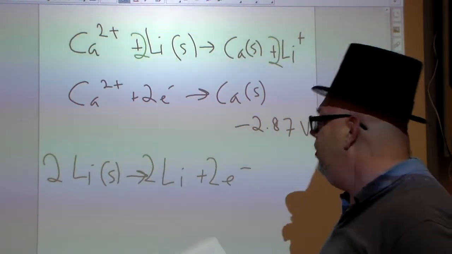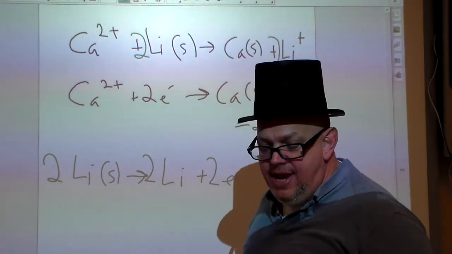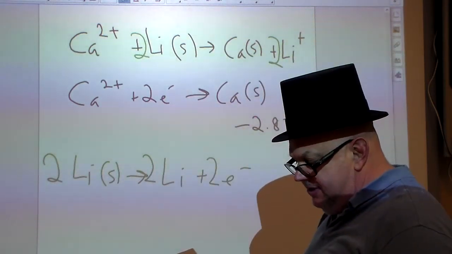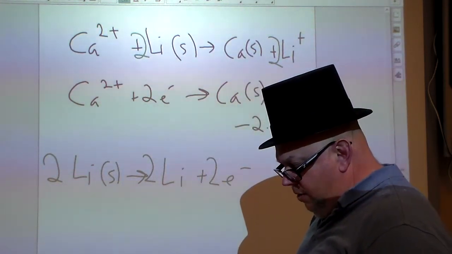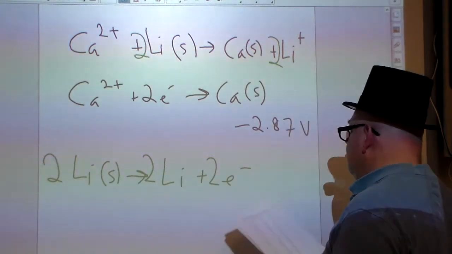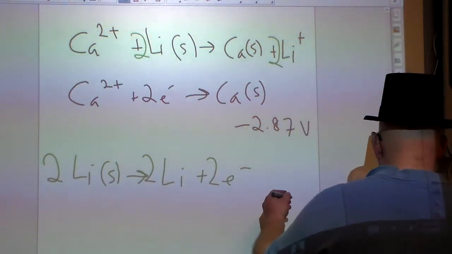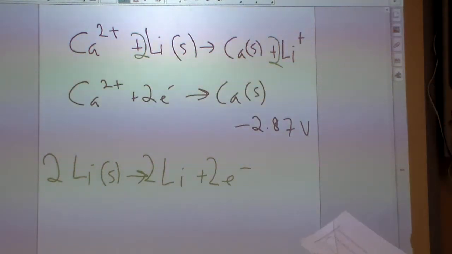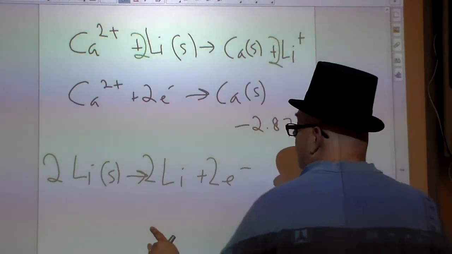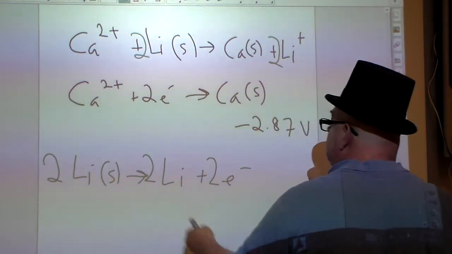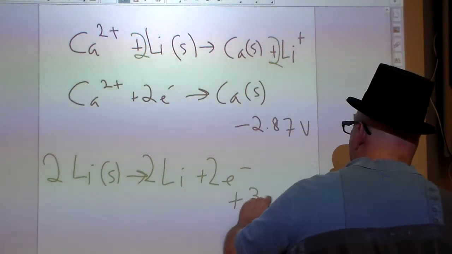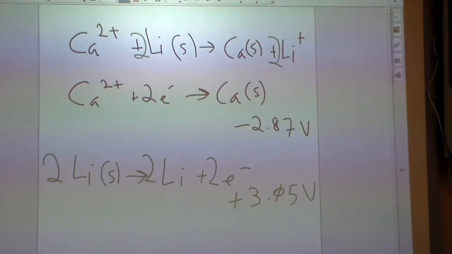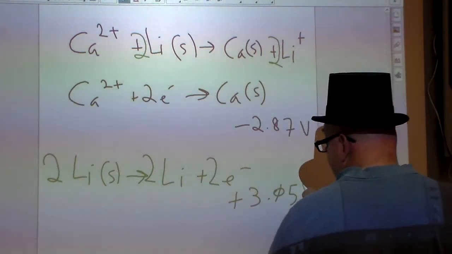So we have our lithium here. Let's look up our standard reduction potential for lithium. Remember, we're having lithium as a solid being made. Here we go. Here's our solid, and they gave it as negative 3.05. But remember, because this is going the opposite direction, it's going to be plus 3.05 volts. That's going to be it.